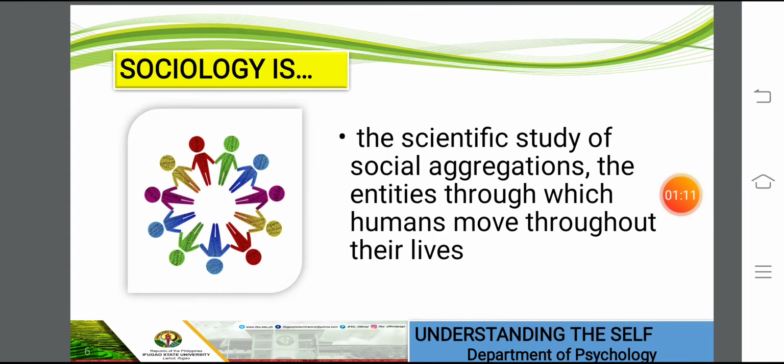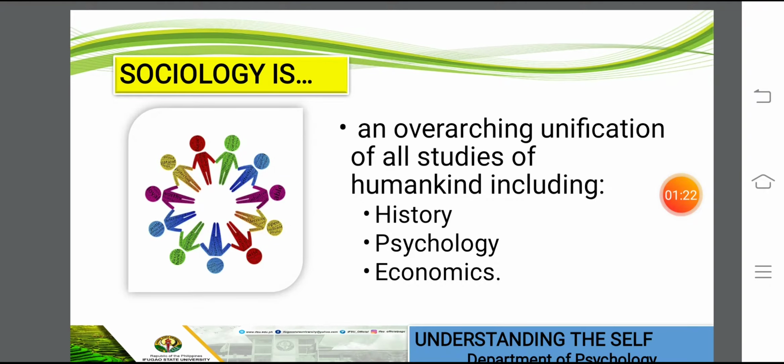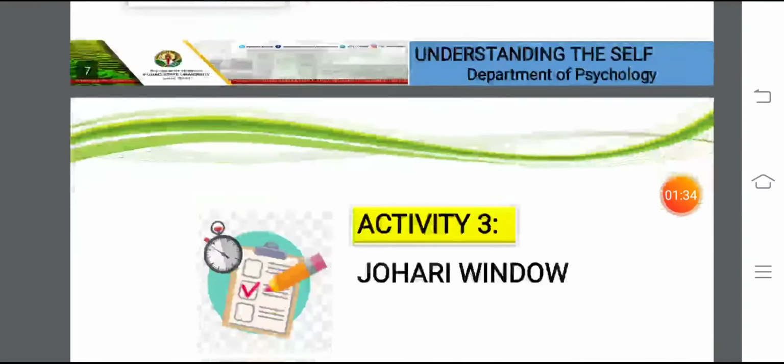So, sociology is a scientific study of the social aggregations, the groups, the entities through which humans move throughout their lives. It is also an overarching unification of all studies of humankind, including history, psychology, and economics. So, sociology is a combination of these three, if we can consider.